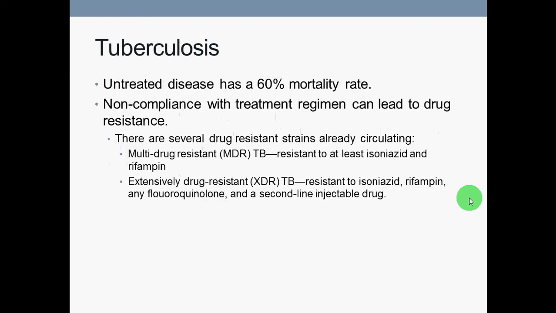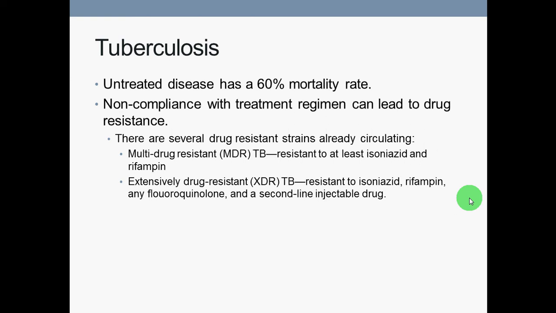Now, it's important that people are treated for TB because untreated disease has a mortality rate of 60%. So that means if you have TB and you do not get any treatment for it, you have a 60% chance of dying from TB.